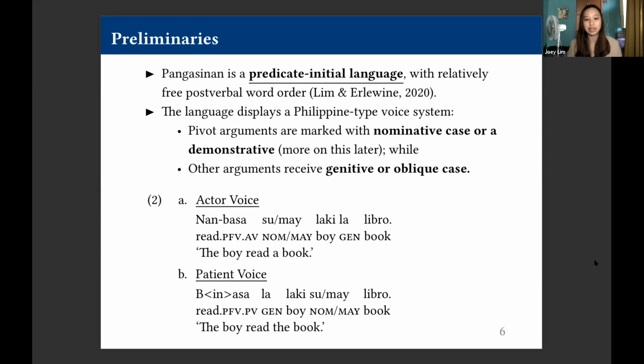Likewise, in 2B, we have a patient voice clause, which selects the theme argument to be the pivot, marked with su or my. And here we have the non-pivot agent, which is the boy, being marked with la.